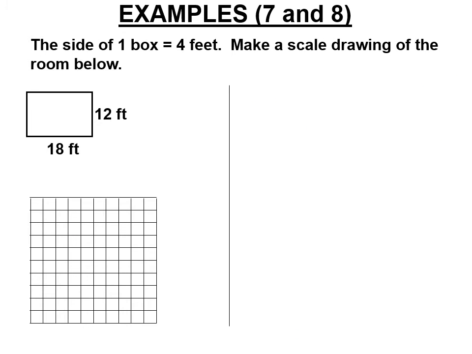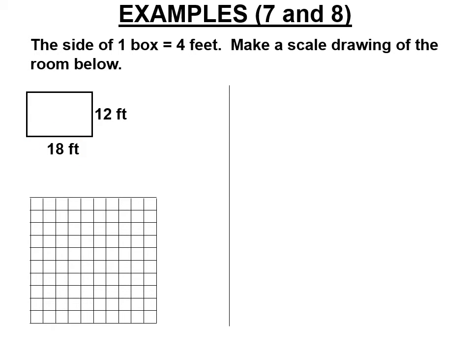Okay, so now finally you're going to make some drawings. The side of one box equals 4 feet. Make a scale drawing of the room below. So now, right, this is 10 by 10 each time. So you don't have room for 18 and 12. It's got to be smaller than that.